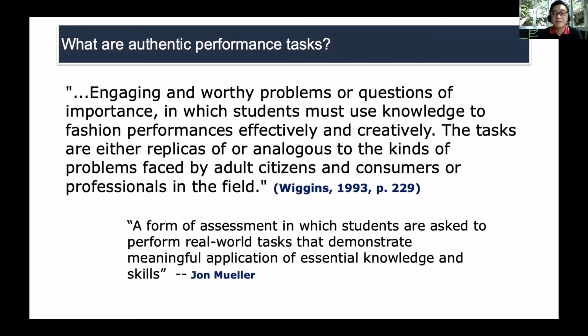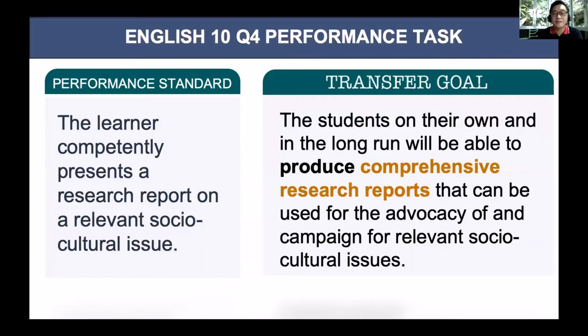Here is an example of a performance task for English grade 10. Okay, so this is quarter 4 English. Again, I just would like to show you that performance tasks must be aligned with standards. So here is the performance standard for quarter 4 English 10. The learner competently presents a research report on a relevant social-cultural issue.